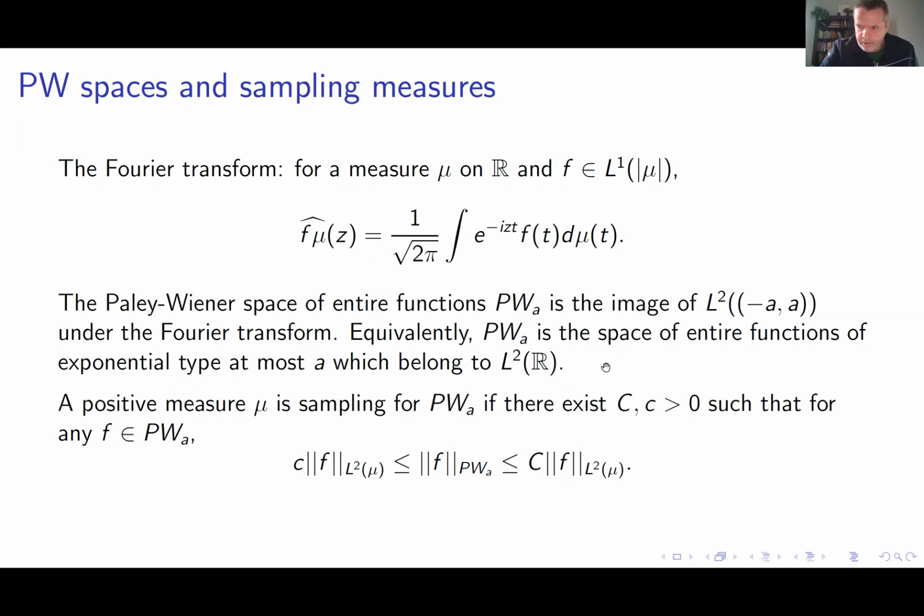And now we need to make a small excursion into harmonic analysis and talk about sampling measures for Paley-Wiener spaces. We will need this theory to help us solve the inverse spectral problem at the end. So let's recall what is a sampling measure for a Paley-Wiener space. Now, a positive measure on the real line is sampling if the following inequality holds. If the L2 norm with respect to that measure is equivalent to the norm in the Paley-Wiener space, which is, by the way, just the L2 norm with respect to the Lebesgue measure on the real line. Now, describing sampling measures for Paley-Wiener spaces is a difficult problem.